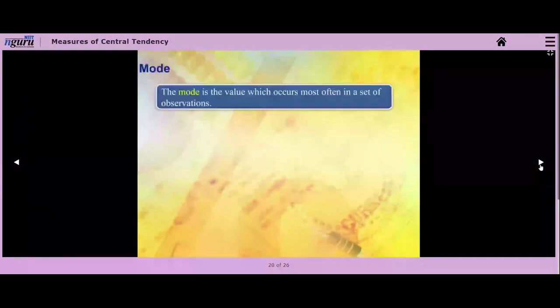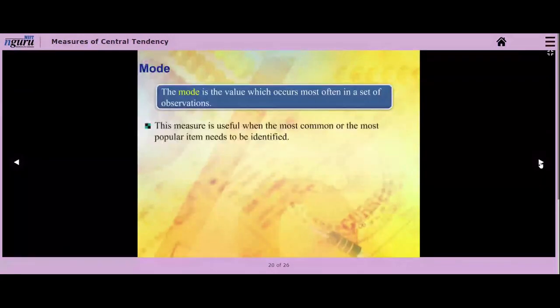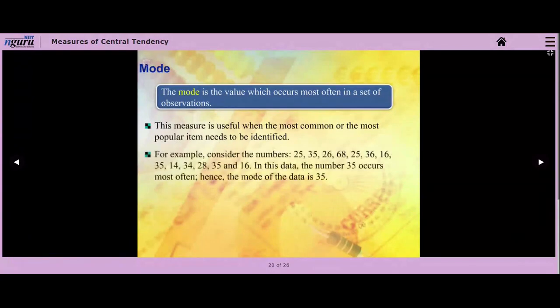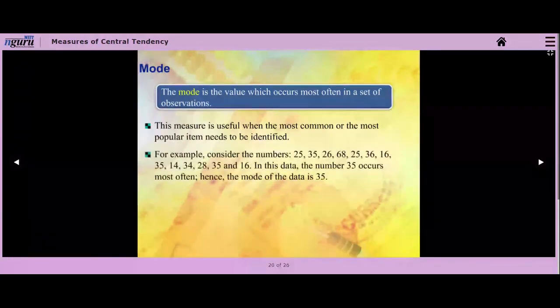The mode is the value which occurs most often in a set of observations. This measure is useful when the most common or the most popular item needs to be identified. For example, consider the numbers shown. In this data, the number 35 occurs most often. Hence, the mode of the data is 35.